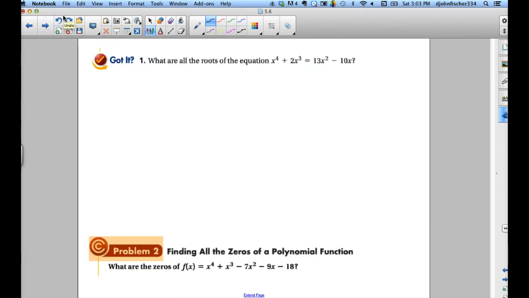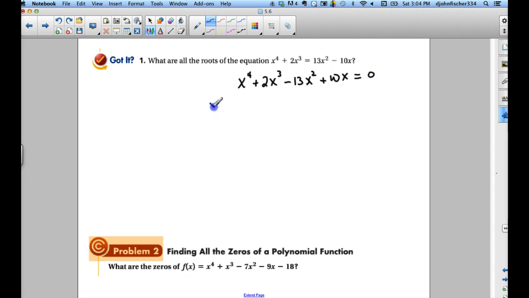So here's another problem. It says x to the 4th minus 2x cubed equals 13x squared minus 10x. Now if we move everything over, we have x to the 4th plus 2x cubed minus 13x squared plus 10x equals 0. We can't solve it unless it's equal to 0.